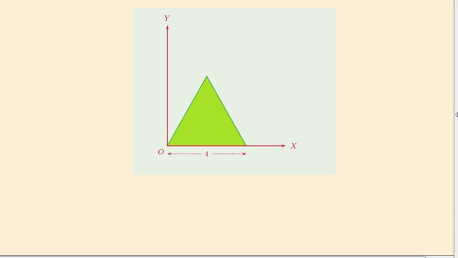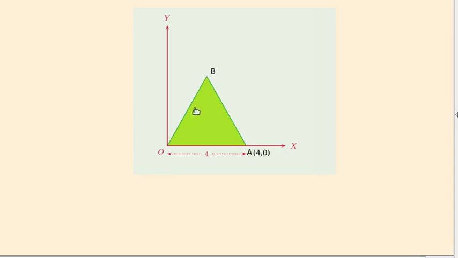That figure is like this. An equilateral triangle is given. One side is along the x-axis and one vertex is the origin. Okay, we can mark the other vertices O, A, B. The second vertex A is a point on the x-axis. Therefore its y coordinate is 0. Then what about the x coordinate? It is this distance. It is given that 4. Therefore we can write it as 4, 0.